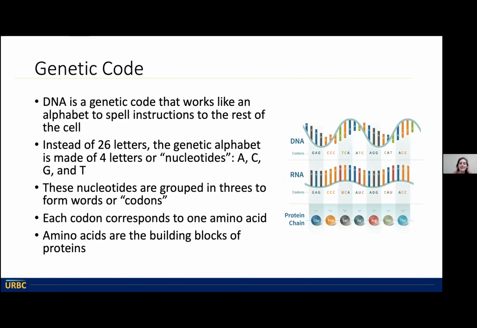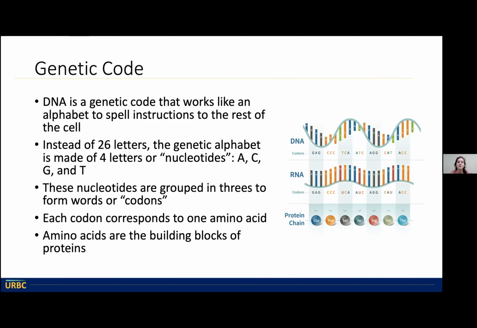Now that we know that DNA is the set of instructions that tells our body how to develop and function, we can start to think about exactly how it does that. Just like the English language is made up of letters that group together to form words, DNA is a genetic code that works like an alphabet to spell instructions to our cells. While the English alphabet has 26 letters, the genetic alphabet only has 4 letters, which we call nucleotides: A, C, G, and T. These nucleotides, or letters, are grouped in 3s to form words, which we call codons.